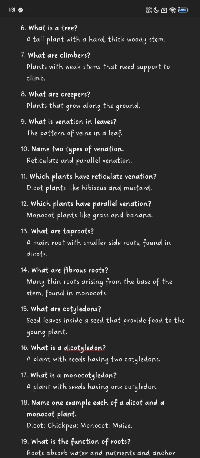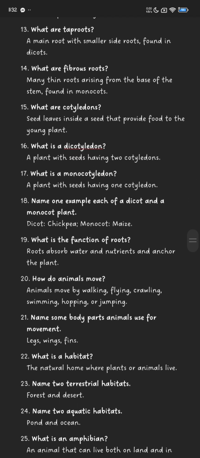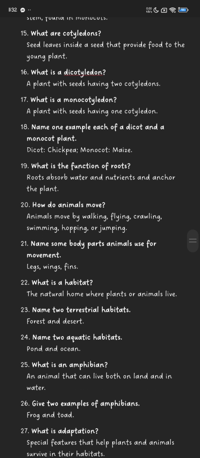What are cotyledons? Seed leaves inside a seed that provide food to the young plant. What is a dicotyledon? A plant with seeds having two cotyledons. What is a monocotyledon? A plant with seeds having one cotyledon.